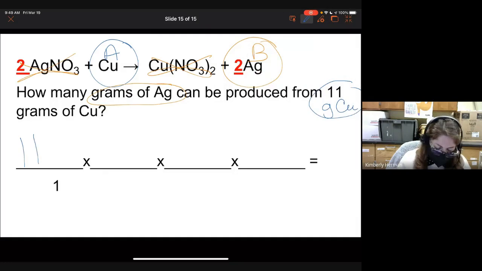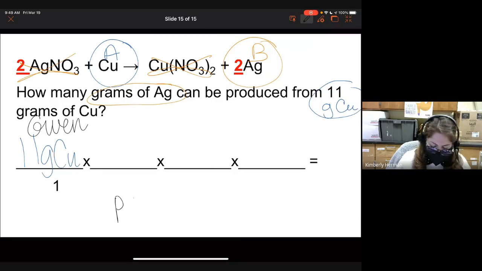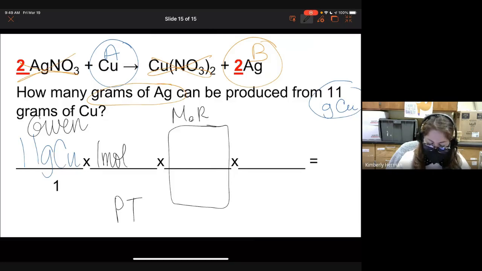So we're going to have our 11 g of Cu. So remember, we're going to start with our given first. We're going to go to the periodic table. It's always 1 mole here. We're going to have our Mr. or our mole ratio from our balanced chemical equation. It's always 1 mole here, and then we're going to end by going to our periodic table for it.